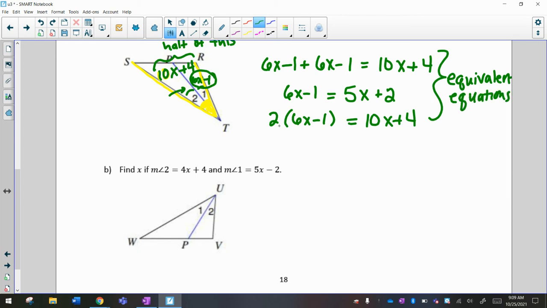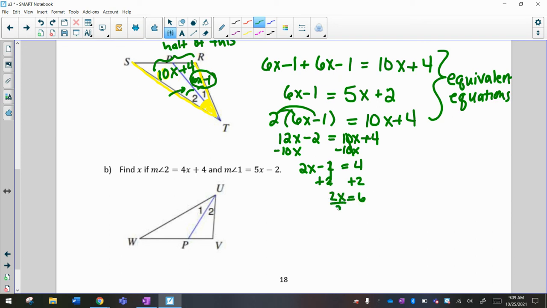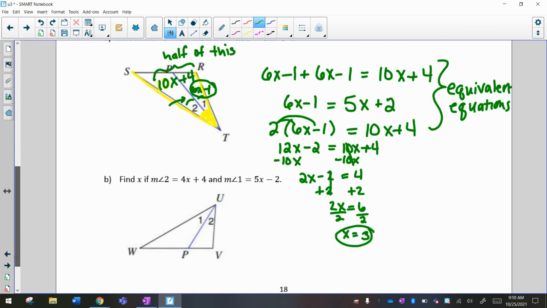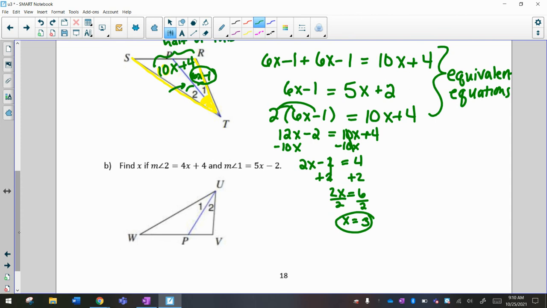And now I'm just going to solve for x. So I'm going to distribute my 2. 12x minus 2 equals 10x plus 4. I'm going to subtract 10x. I'm going to add 2. And then divide by 2. We got x equals 3. And then what did the question say? It just said find x. So we found x. X is 3.